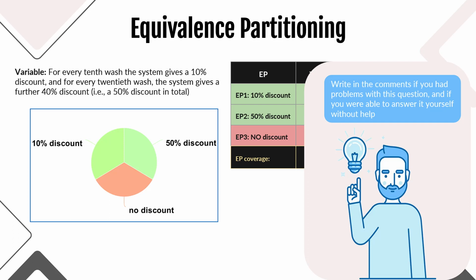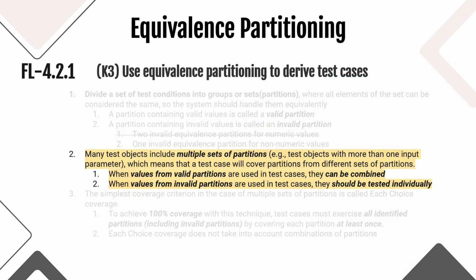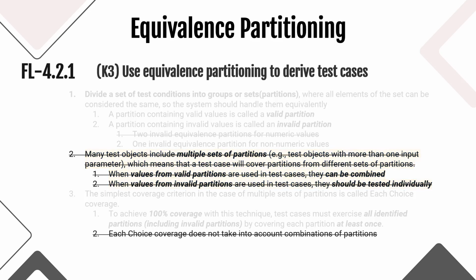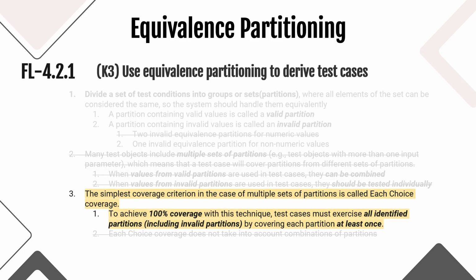Let's continue with our general approach. The next step is related to the multiple sets of partitions. And we ignore it, as we have only one set of partitions. We can ignore that each choice coverage does not take into account combinations of partitions, for the same reason. We have the last step left to achieve 100% test coverage.